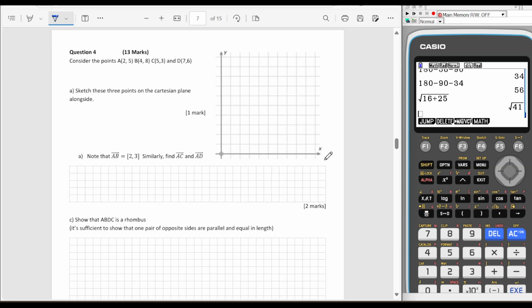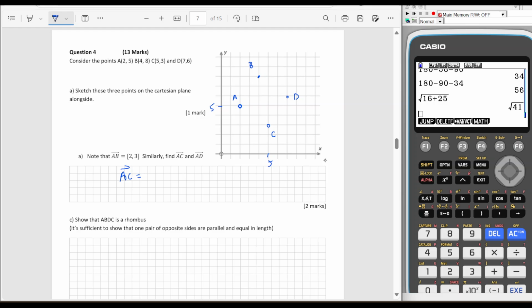Alrighty, sketch these 3 points on a Cartesian plane. So there's 5 there and there's 5 there. So A is 2, 5. B is 4, 8. And C is 5, 3. And D is 7, 6. All right, beautiful stuff. Note that AB is 2, 3. So how we got that is 2 up to 4 is 2 and 5 up to 8 is 3. So we need to find AC and AD.